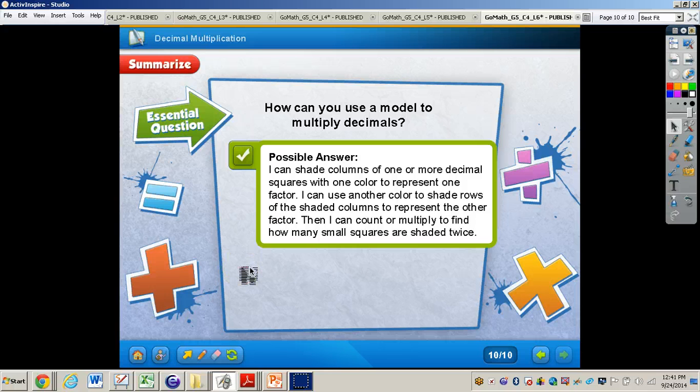And you can see the answer. You can shade columns of 1 or more decimal squares with one color to represent one factor, then use another color to shade rows of the shaded columns to represent the other factor. Then you count or multiply to find how many small squares are shaded twice. So this concludes the video on decimal multiplication. If you have any questions about this concept, please come and see me.